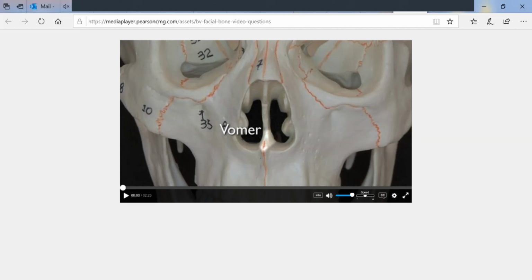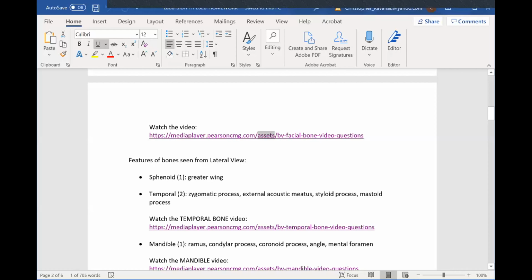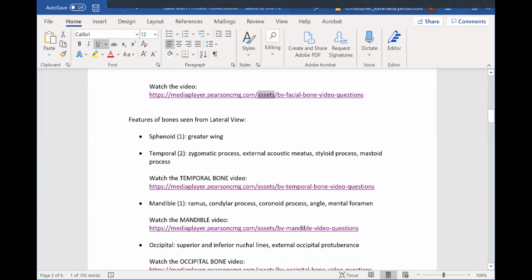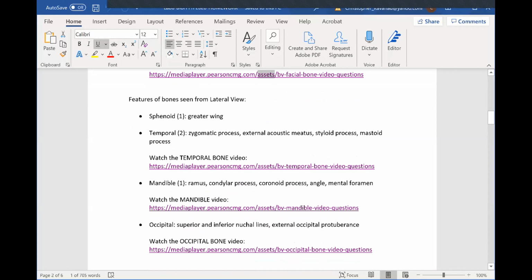All right. Any questions? Okay, let's go to the next video. Go back to the homework. All right. And so again, as you go through the homework, you just want to make sure you do these things. So you want to make sure that from the lateral view, you can see the sphenoid bone and the temporal bone. Okay, and then you get to another video, the temporal bone video.